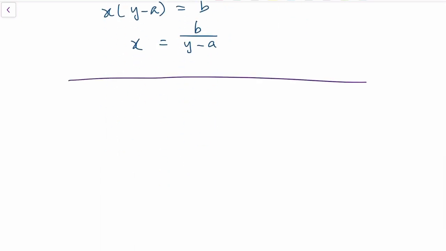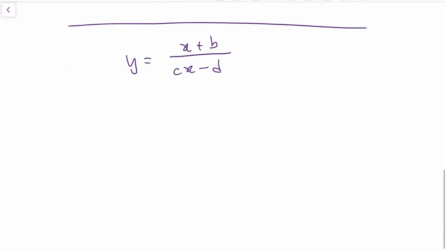So let's do something similar. Like this. You can pause the video now to try this by yourself. Make x the subject. If not, answer coming in 3, 2, 1.